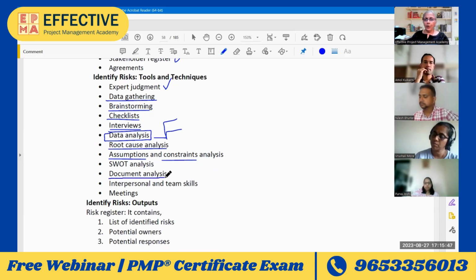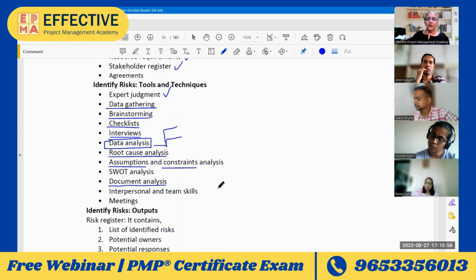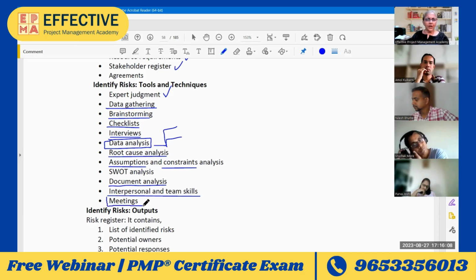Analyze all the documents, like requirements documents, like issue registers, or whatever documents we talked about here. Lessons learned registers, to identify the risk, discussing, understanding situation, and identifying risk. Interpersonal and team skills. Meetings is just coming together. So it's a tool by default we use everywhere.